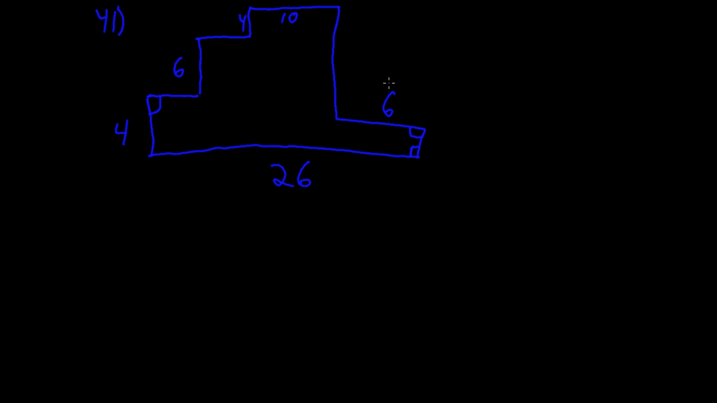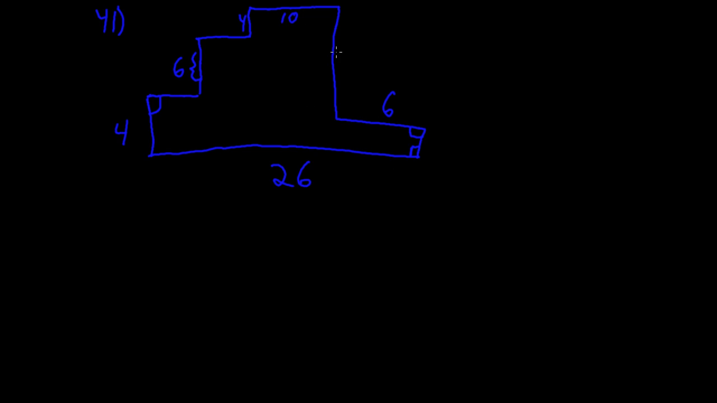Each pair of intersecting lines meets at a right angle, and all the lengths are given in inches. What is the perimeter in inches of this entire figure? And this 6, maybe I should draw it a little closer. It goes for this line, not this one. This 6 is for down here. The 4 is for this line. 10 is for up here. And 26 is for this whole thing.